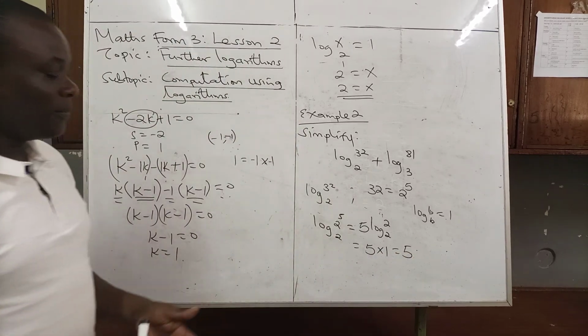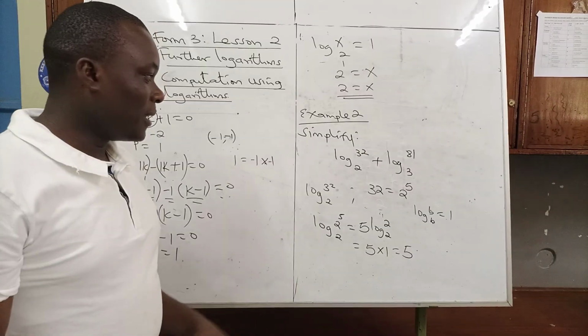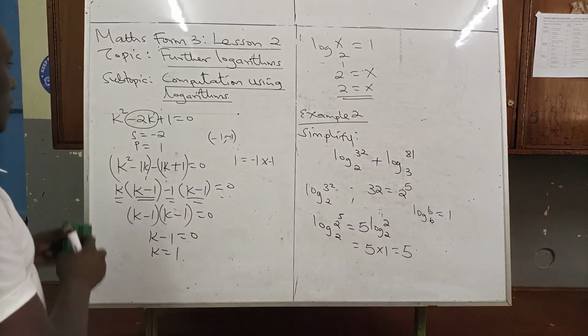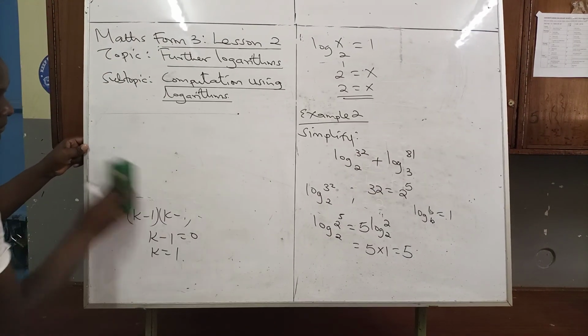As you can see, the log has now disappeared. So can we try to simplify log 81? Yes, we can do it.